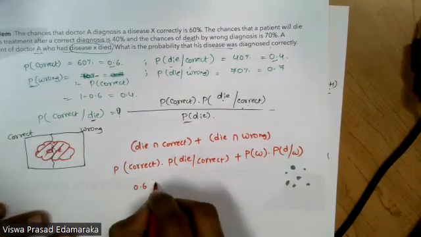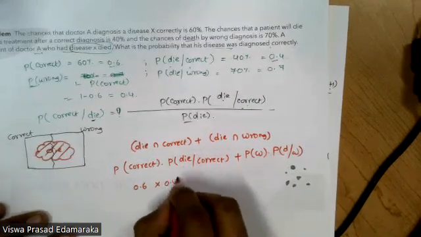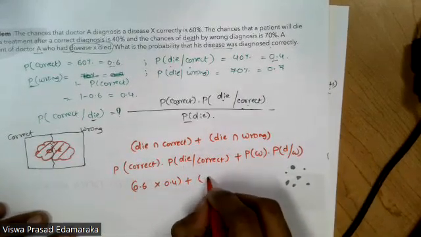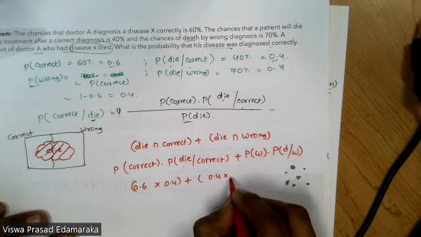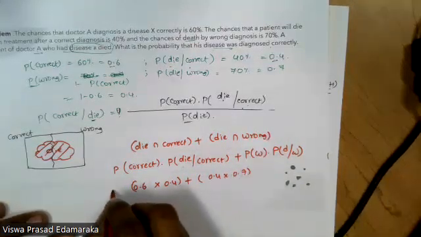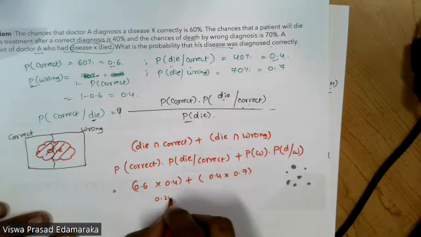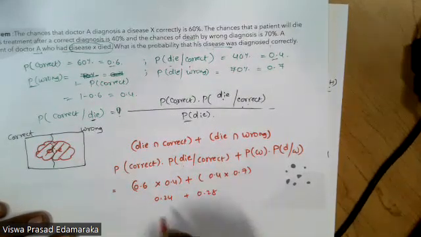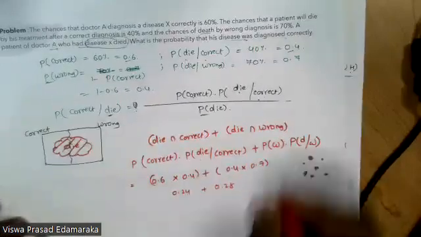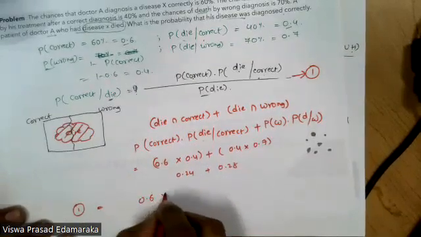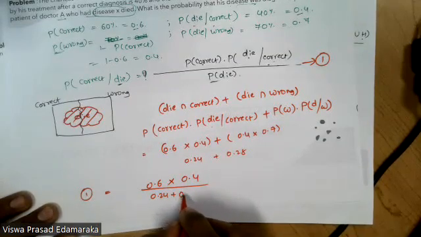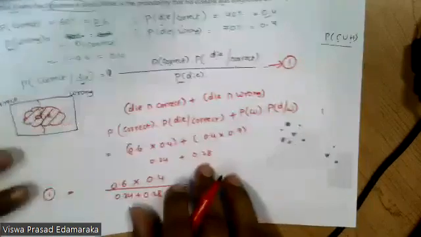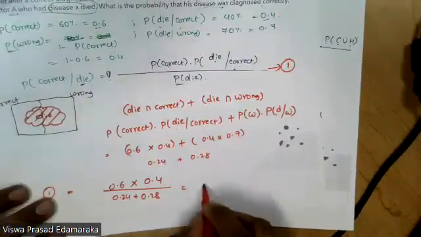What is P of correct? 0.6 into P of die given correct 0.4, plus P of wrong is 0.4 into P of die given wrong 0.7. After calculating this, it makes 0.24 and this is 0.28. Okay, let's substitute this in the formula. P of correct is 0.6, P of die given correct is 0.4, divided by 0.24 plus 0.28. After calculating this, it is 0.46.